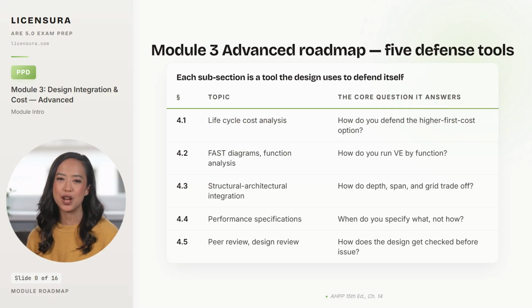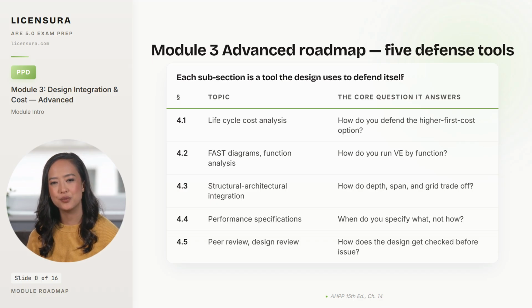4.3 is structural architectural integration, the trade-offs between span, depth, column spacing, ceiling plenum, and structural material. 4.4 is performance specifications, telling the contractor what the system must do rather than how to build it, and the moments where that shift in responsibility is appropriate. And 4.5 is the peer review and design review process. Who reviews, at what milestone, against what criteria, and what gets documented.